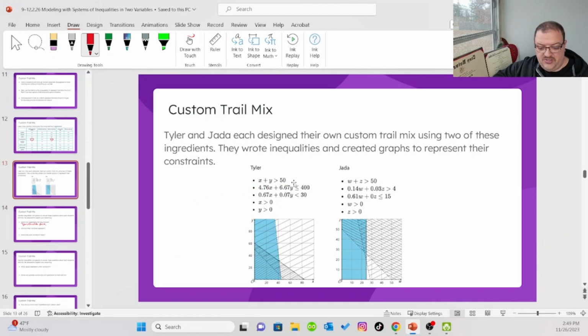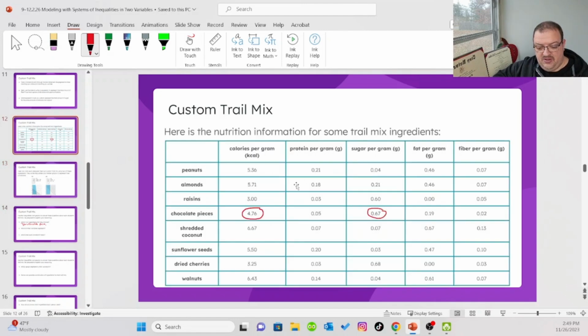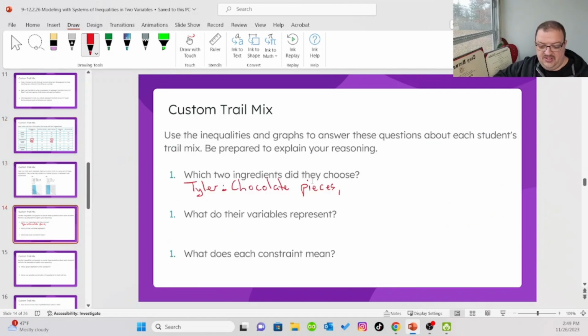Now we're looking for 6.67 and 0.07. And we would find that 6.67 and 0.07 is shredded coconut. So Tyler chose chocolate pieces and shredded coconut.